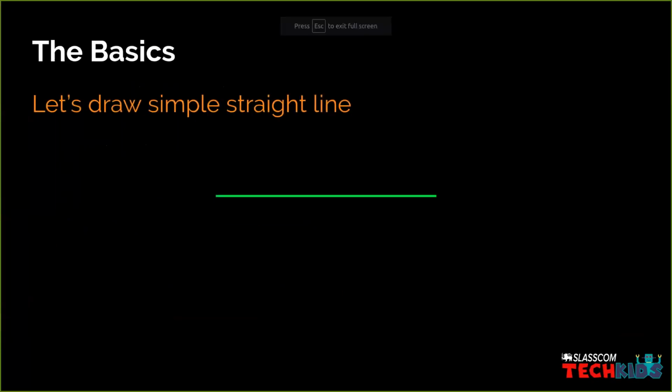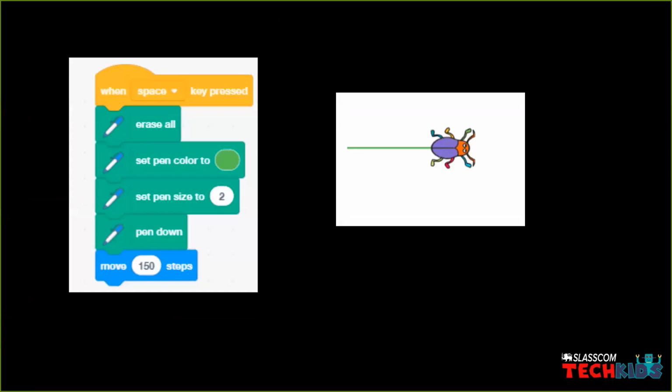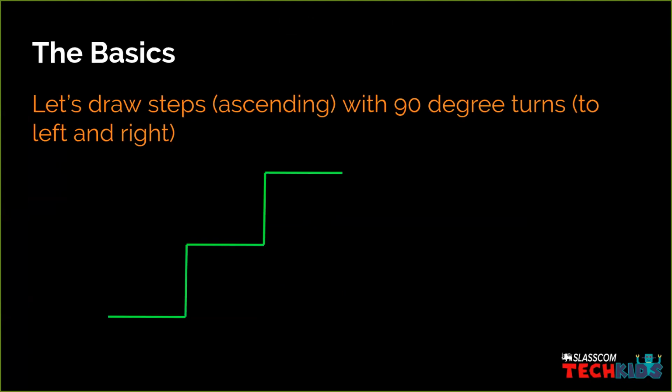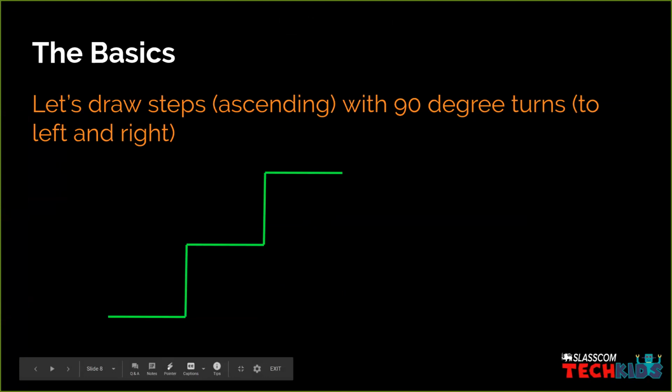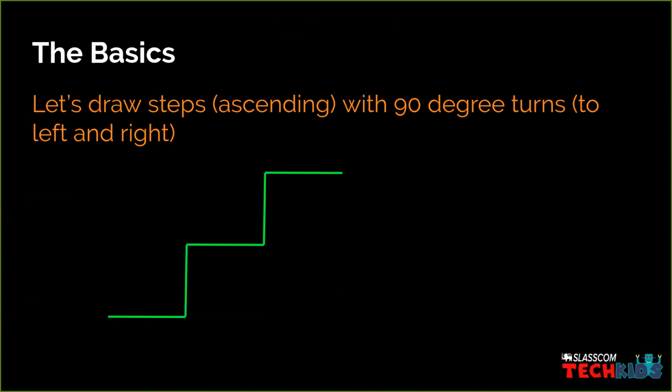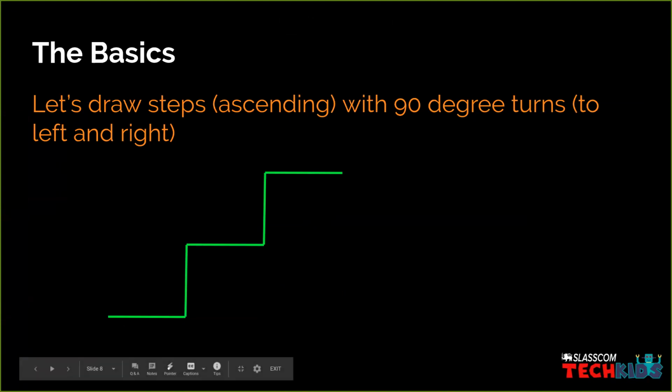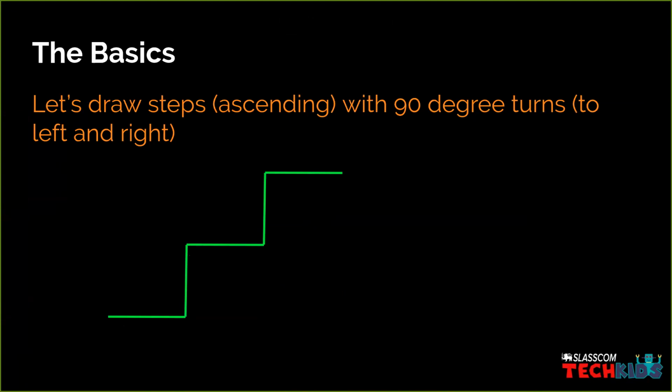This is the line we drew. I hope you used this code. This is what we are trying to draw now, ascending steps. So this is like the staircase we see. If you see clearly, these are also a set of lines, just like the line we drew before. You draw this line, but you need to make a turn. You go up, turn, you go up again, and turn, just like that.